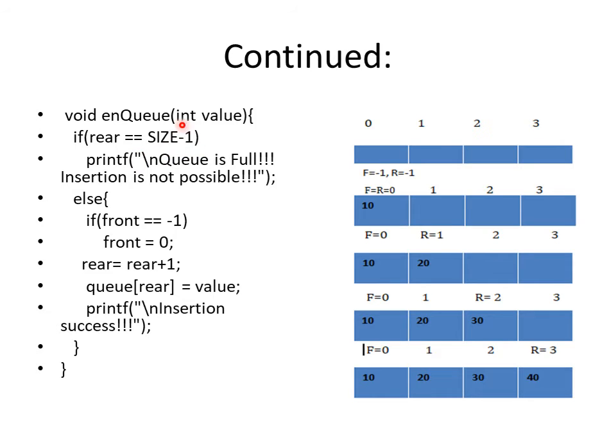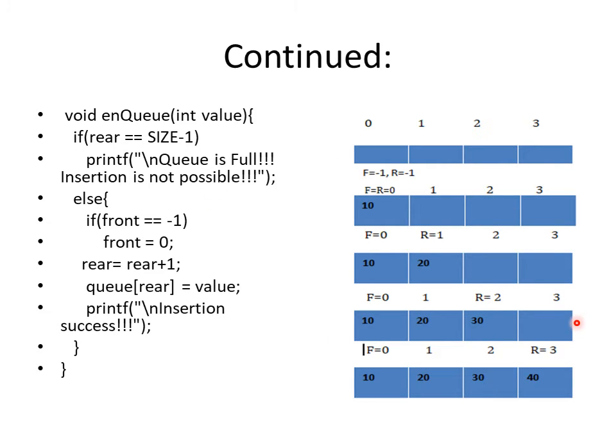Here, what is size minus 1? In this program I have taken size 10, but in the diagram I have taken only 4. 4 minus 1 is 3. Is 0 equals 3? No, condition false. It will come here. This is also false. Then r equals r plus 1, that is, it will move to position 1. q of r is q of 1, and the value is 20. Next, similarly, the third value: now r equals 2, and 30 is inserted.